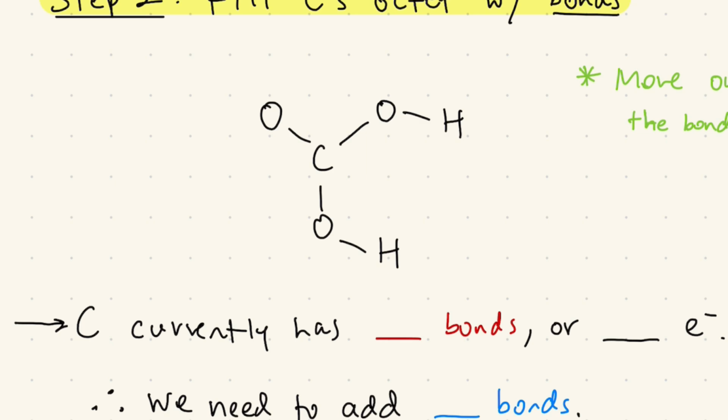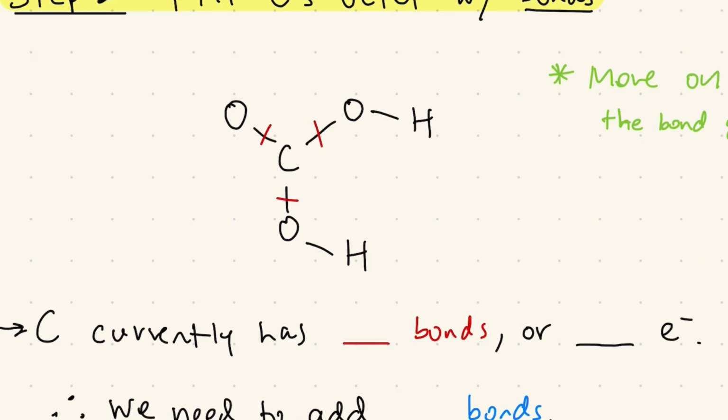The next big step here, once we have this foundation, is to fill up carbon's electron octet using only bonds and no lone pairs. There's only one structure I've ever seen in which carbon has a lone pair, and we'll actually cover it later in this video. So it's always a safe bet to fill carbon's octet with bonds only. Carbon currently has 1, 2, 3 bonds, which makes 6 electrons. So it needs 2 more electrons, which we can accomplish by adding 1 more bond.